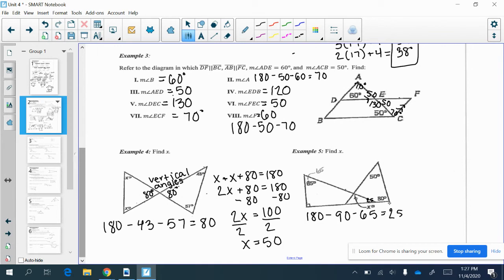Do the same thing to the other triangle, 180, and we're subtracting our other two angles that we know, so 180 minus 50 minus 80 is 50. So this angle has to be 50. So now I can take my smaller triangle and figure out what x is. So 180 minus 50 minus 25 is 105, and that makes x 105.